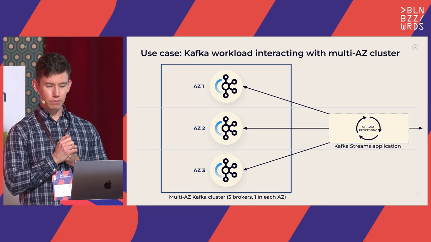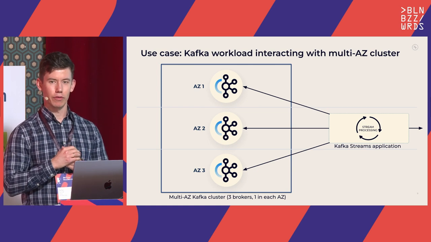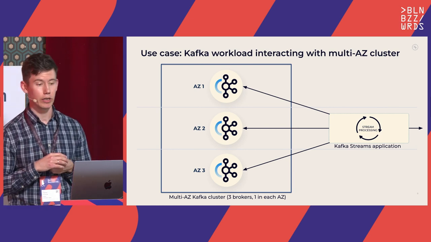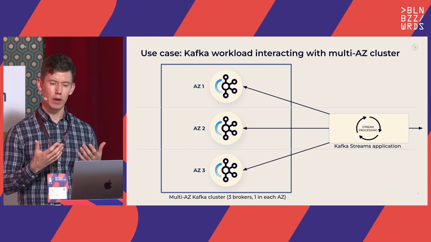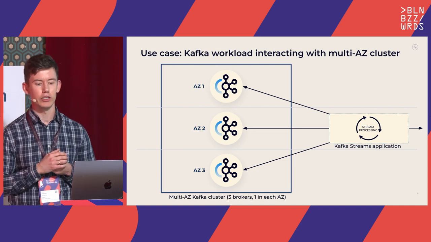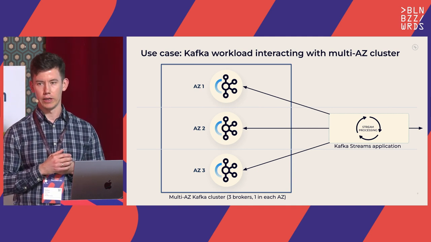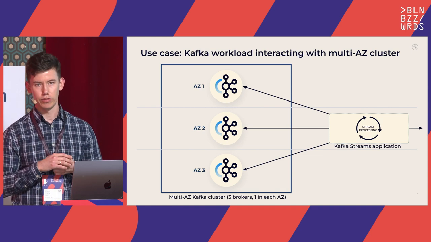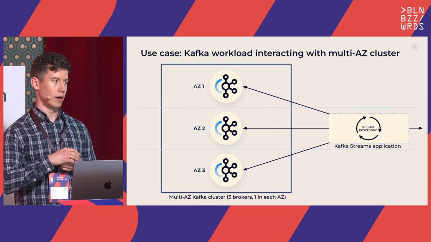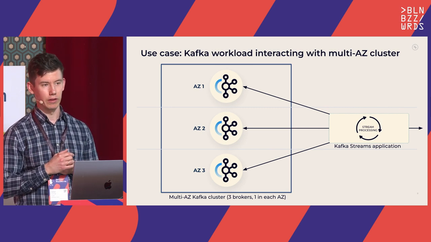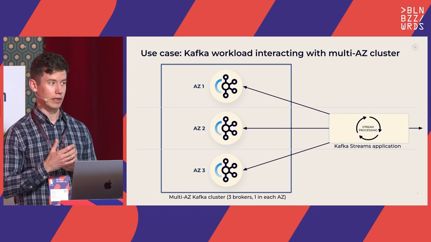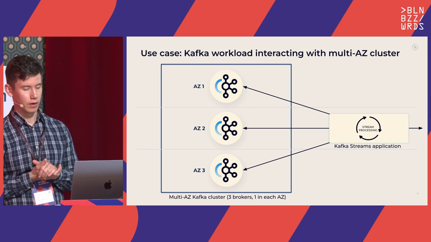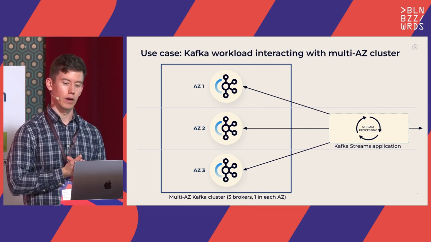All right. So across the first half of the talk, we'll focus on a setup, a use case, where we have a Kafka application. And that could be, for instance, a Kafka Streams application interacting with a multi-AZ Kafka cluster. That means a Kafka cluster that's running in multiple availability zones of a cloud region. And that's running in these different availability zones, mainly for being highly available. So in case one of the availability zones goes offline, we still have a working Kafka cluster ready.